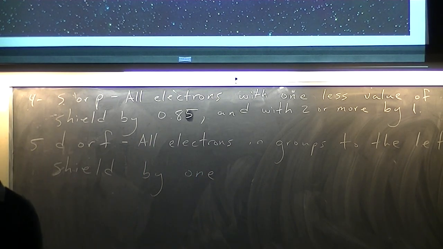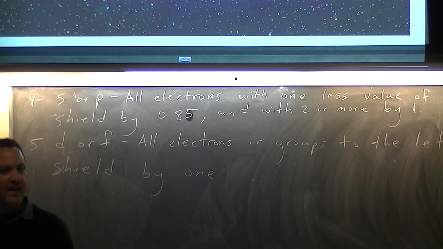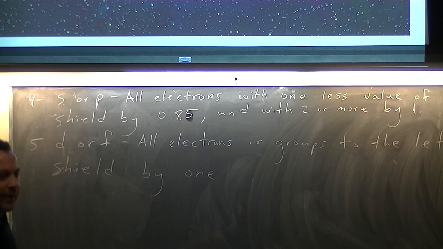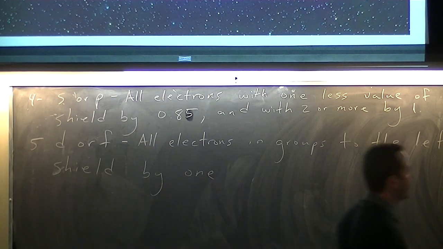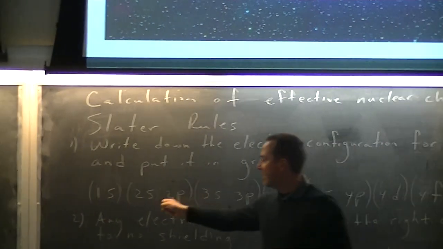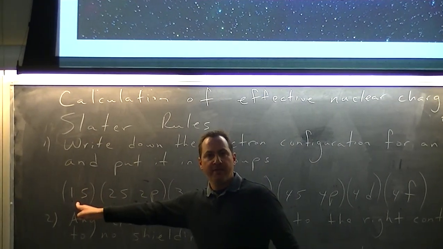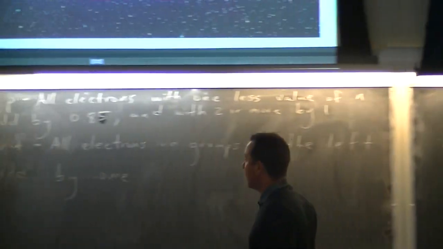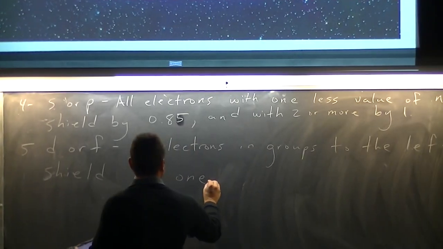Shielded by 1. So electrons in D and F orbitals are shielded more strongly. So everything, if you're sitting here, every single electron in other groups to the left is shielded by 1. Actually, those are the easiest ones because we don't have to consider anything else.